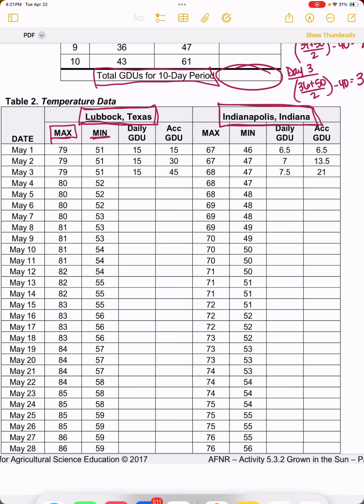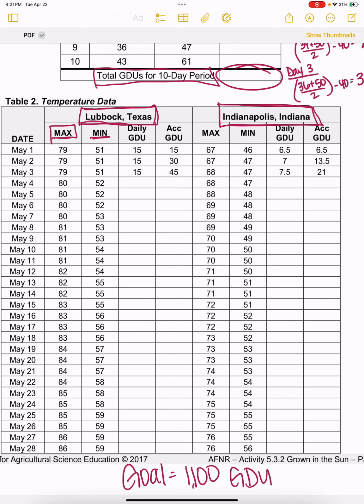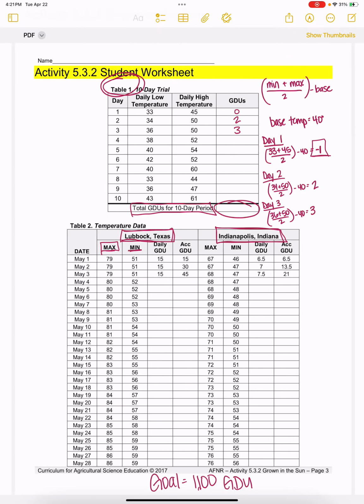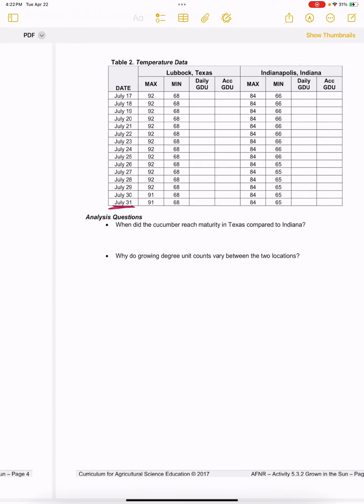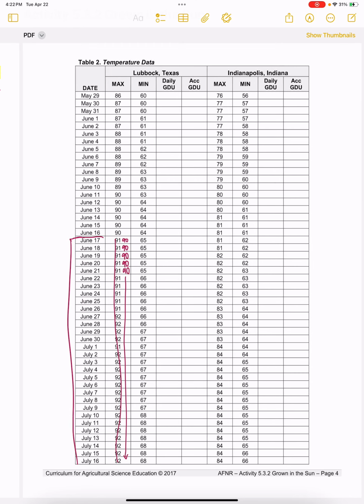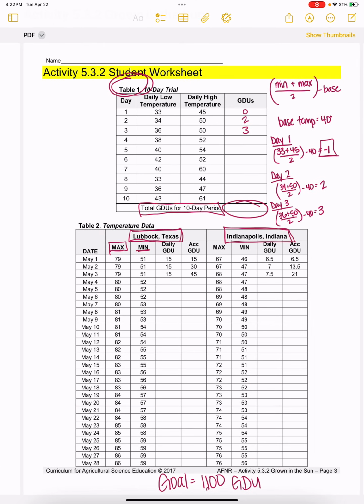Now, I'm putting this here at the bottom. Your goal is to get to 1,100 GDU. Once you hit at least 1,100 GDU, you can stop calculating. This chart goes through July 31st. Neither location will go clear through July 31st. You're going to stop at whatever day you hit 1,100.